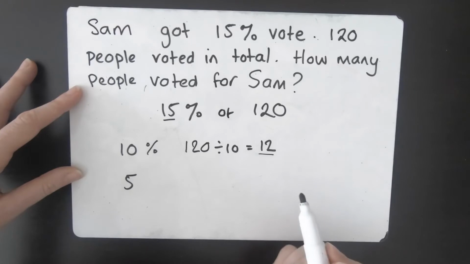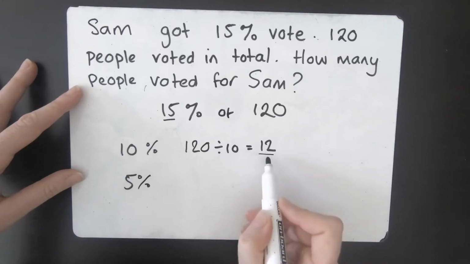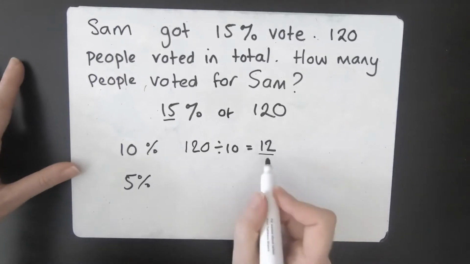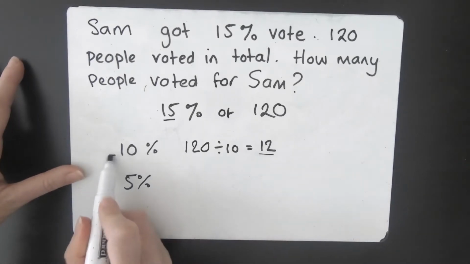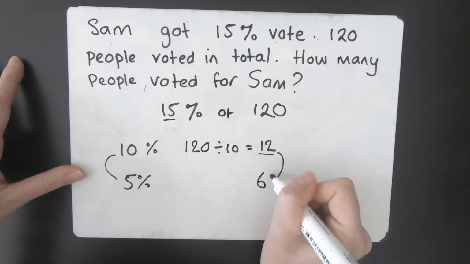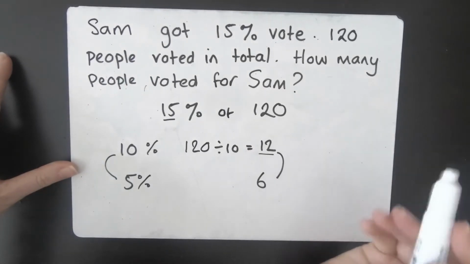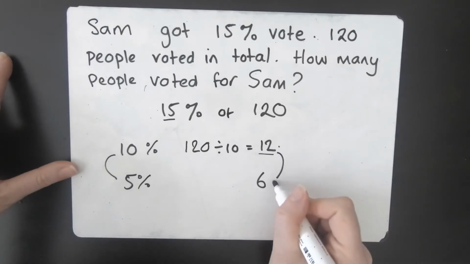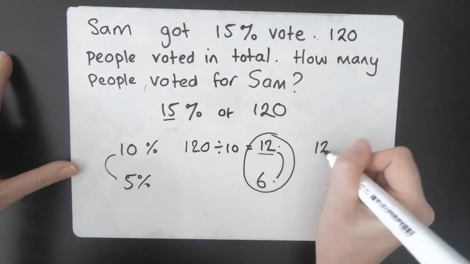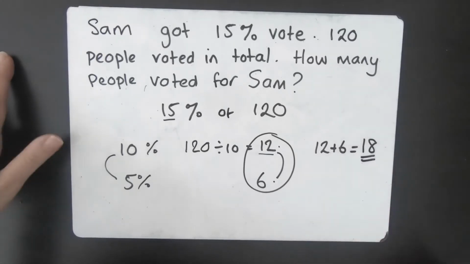So 10% is 12. Then we've got to find 5%. Now we know what 10% is. So how can we find 5%? All we do, girls, is split it in half. We have to halve 10% because half of 10 is 5. So half of 12 is 6. So we found that so easily by just halving our 10%. Now, this is 10%, this is 5%. We need 15, so we're going to add them together. 12 plus 6 equals 18 people voted for Sam.